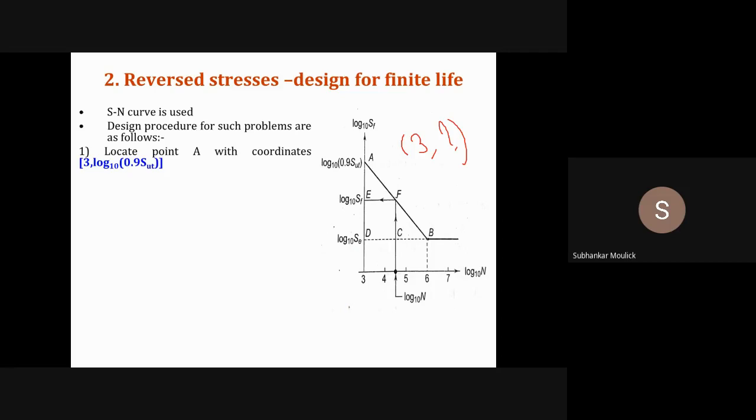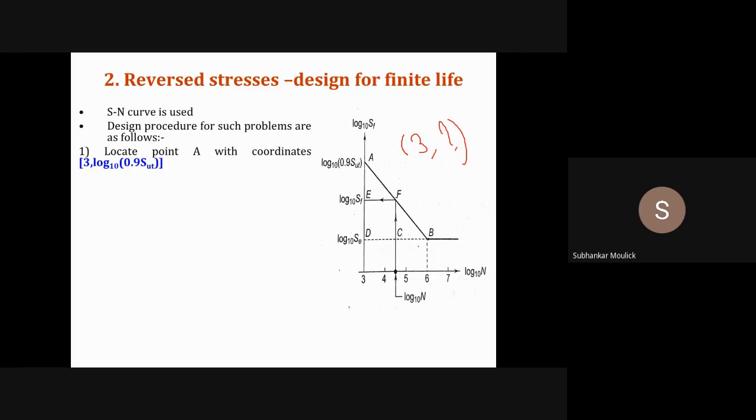Second point is, since I know that in the SN diagram there will be a certain point where the material will get completely failed by fatigue. At that time, the maximum stress present in the material is which stress? Endurance limit stress. So I need to determine the coordinate point B in the graph, because from point B, the line is parallel to x-axis. That means at point B, the failure of the component has taken place by fatigue.